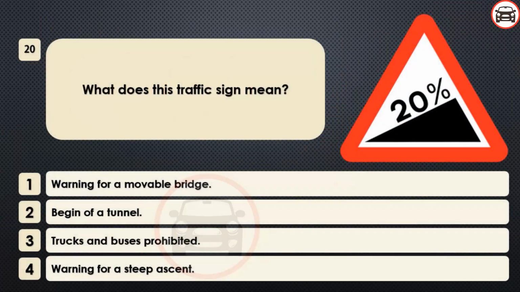What does this traffic sign mean? 1. Warning for a movable bridge. 2. Begin of a tunnel. 3. Trucks and buses prohibited. 4. Warning for a steep ascent.